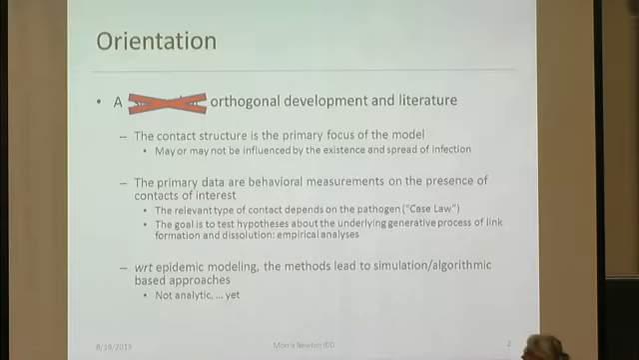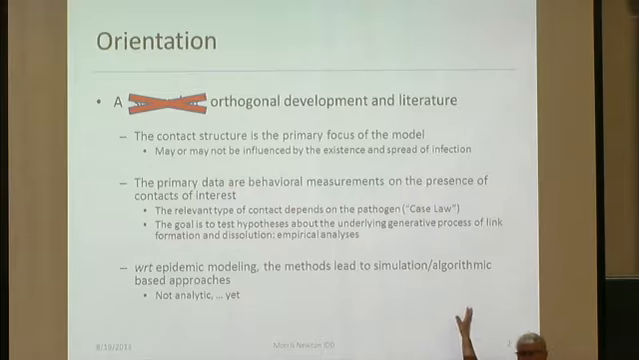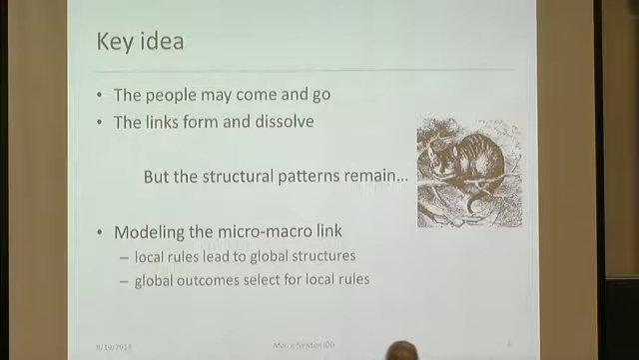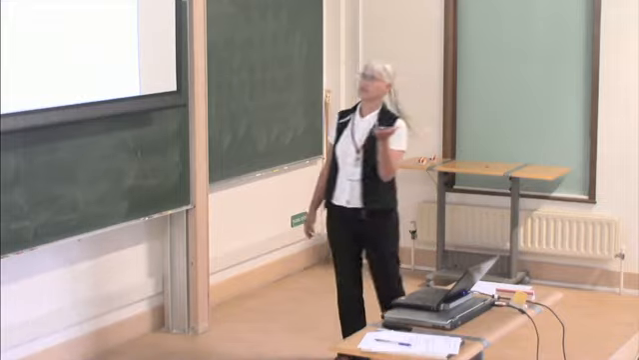It's an empirical approach. With respect to epidemic modeling, the methods generally then lead to simulation or algorithmic-based approaches, not analytic, but I'm putting "yet" there, hoping that maybe at some point that's where this work will lead. So the key idea is essentially people come and go, links form and dissolve, but if you characterize a network, what you see is that the structural patterns often remain. Not always, but often. And it's those structural patterns that we're actually interested in.